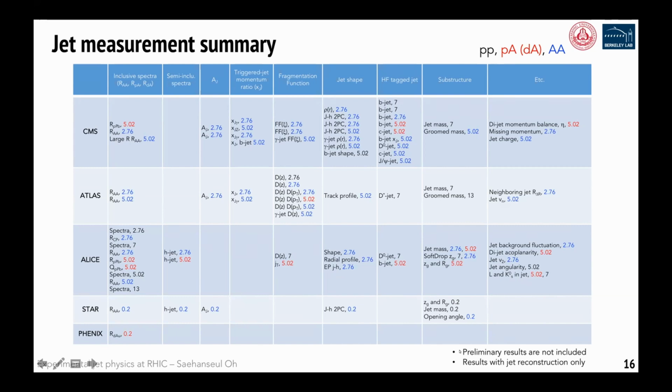Two caveats: preliminary results are not included, and only results with jet reconstruction are included here. The rows are different collaborations, and the columns are different observables. If you are from a different field of heavy ion physics, like a heavy flavor group, you can make a similar chart, with different collaborations and maybe different observables like a D meson or J/psi or J/psi v2 or whatever, as the columns. Once you have this map, it's like a puzzle.